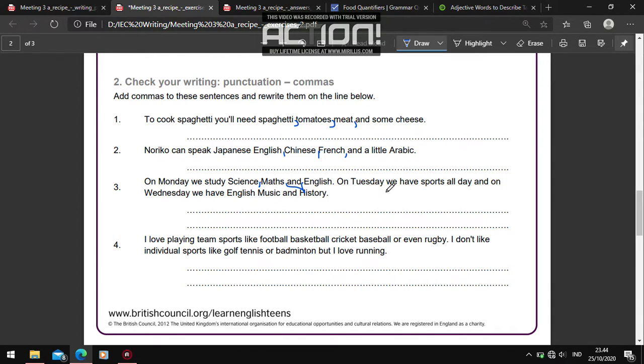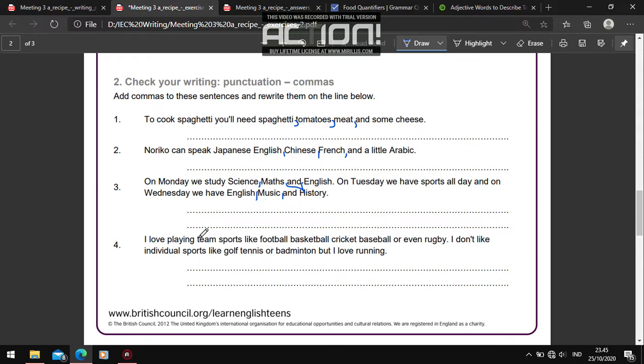Next. Let's see first. Is there any other? On Tuesday we have sport all day, and on Wednesday we have English, music, and history. Miss, can we put a comma here? No, because you don't need a comma between English and music. Oh, sorry, it should be English, comma, music, comma, and history.